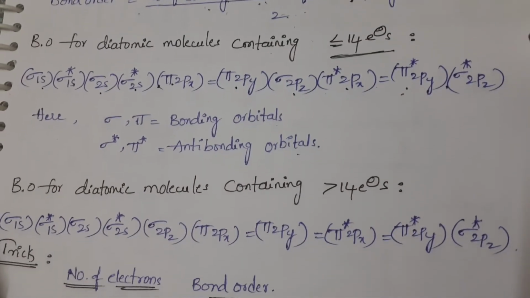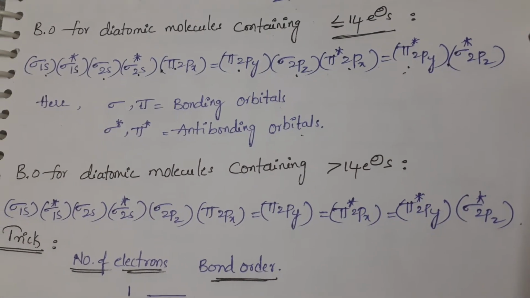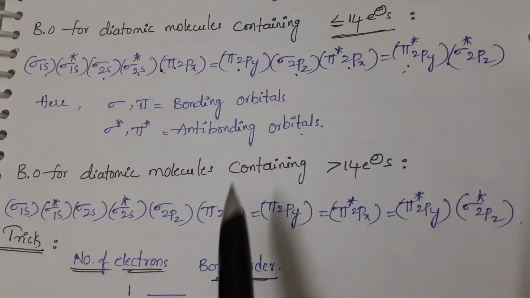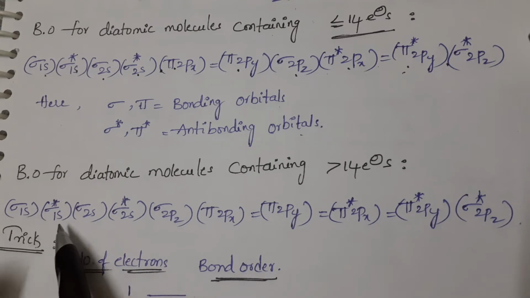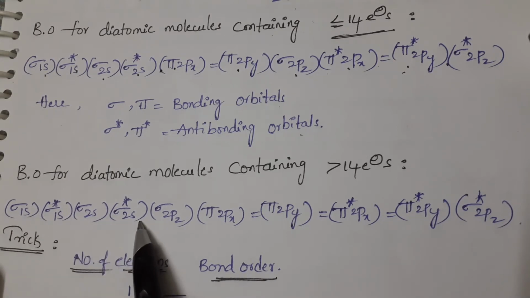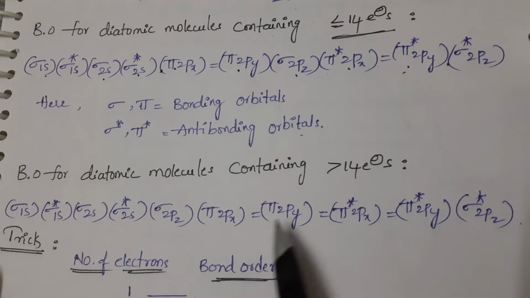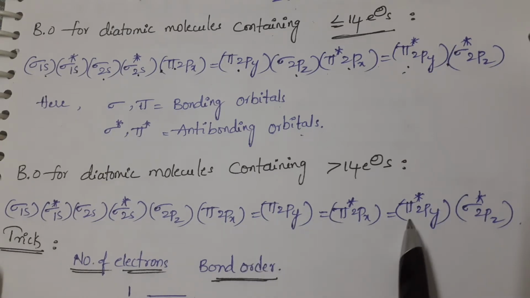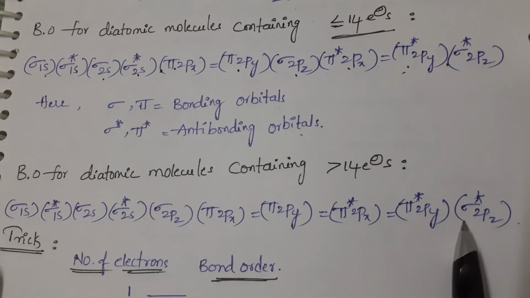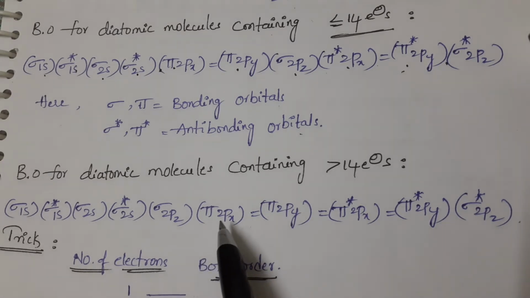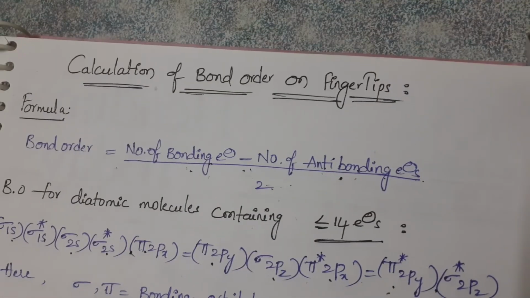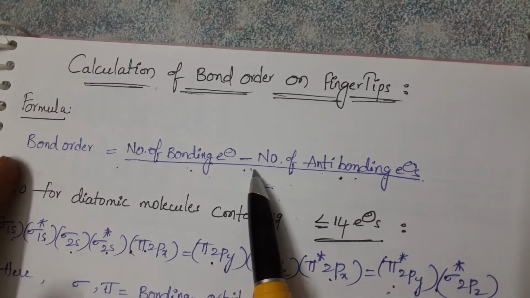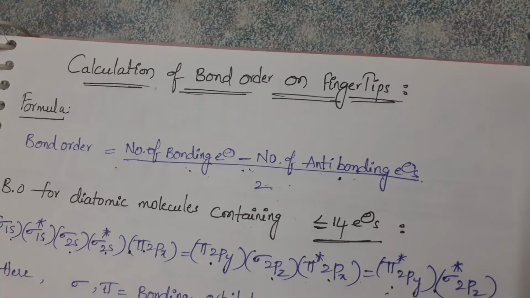Moving to the next one, if the diatomic molecule contains greater than 14 electrons, then we should apply this formula. What is the formula here? Sigma 1s, sigma star 1s, sigma 2s, sigma star 2s, sigma 2pz, pi 2px equal to pi 2py, equal to pi star 2px equal to pi star 2py, sigma star 2pz. By substituting electrons in this order, we get the bonding electrons and anti-bonding electrons. If we substitute these electrons in the bond order formula, we get the bond order.